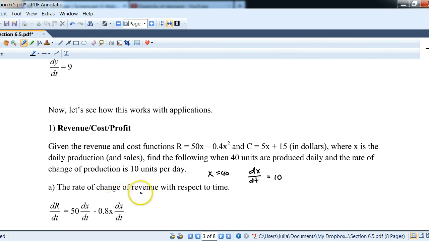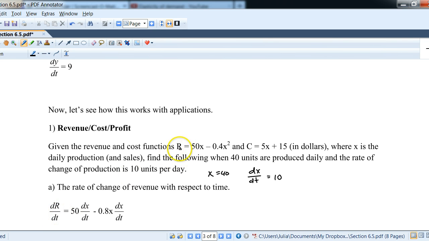And now we are differentiating the revenue equation. So we're going to focus on R equals 50x minus 0.4x squared. And you want to differentiate it with respect to time. So how we do it, the notation matters here a lot. So instead of writing R prime like we usually would, you would write dR/dt. So this is the derivative of revenue with respect to time.